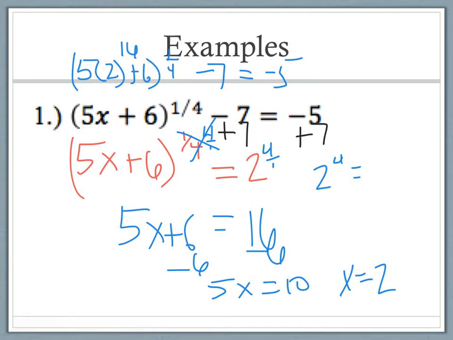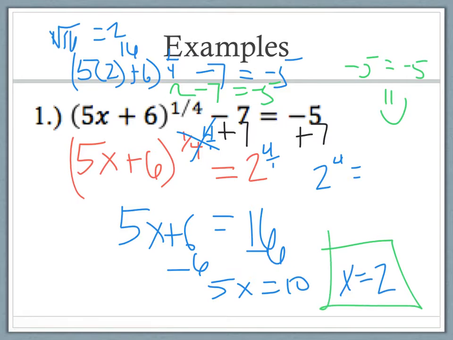16 to the 1/4, well, you know that's just the 4th root of 16, which is 2. So I have 2 minus 7 equals -5. Well, that's just -5 equals -5, so it actually ends up being a true statement. So we know that it works. Okay, this is our final answer.